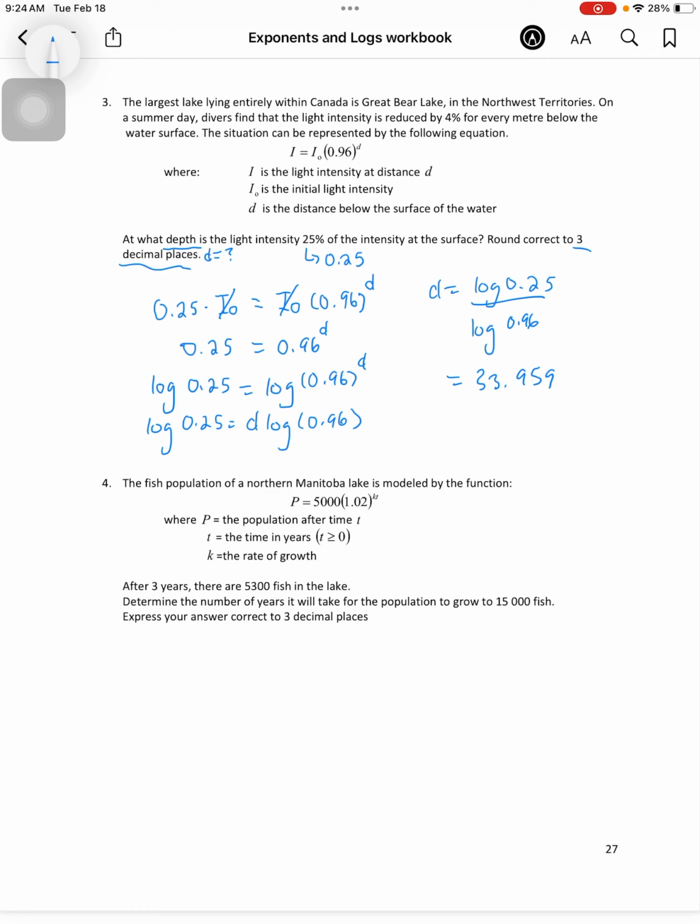And what's our unit? It says depth, and depth is measured in meters. And it says that somewhere in the question, hold on, let me find it, for every meter. So you have to find out what unit is used, and you have to include it in your answer. In the sentence, you would just say the depth is 33.959 meters. That's fine, you just say that.